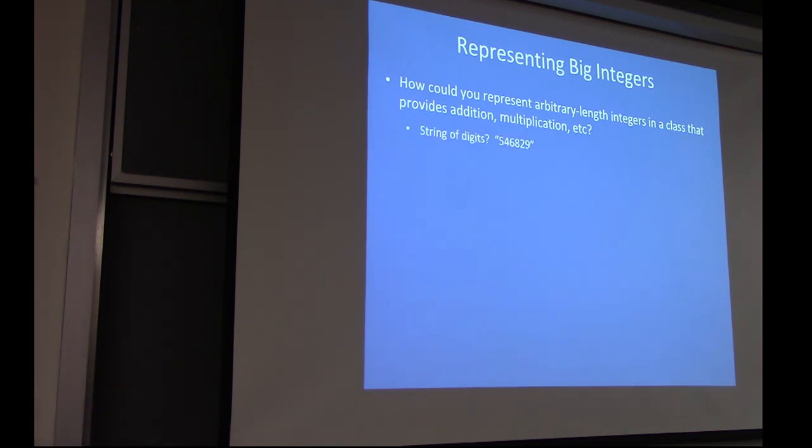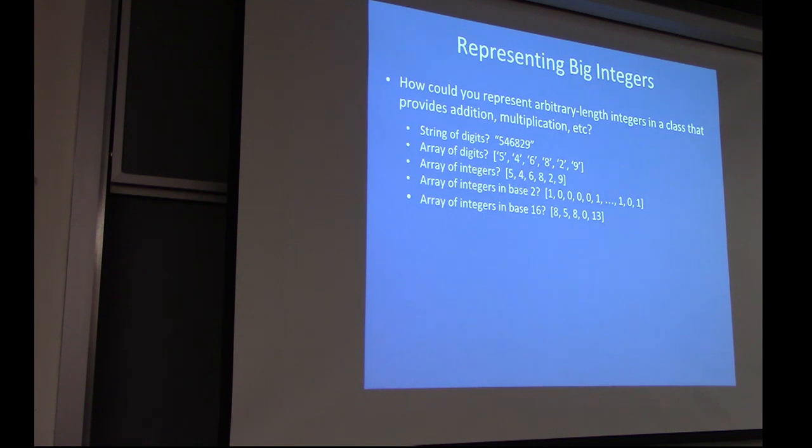So I've listed some out here: a string of digits, an array of digits. In both of these, we're actually representing each digit as a Unicode character. Then an array of integers, an array of integers in base 2, an array of integers in base 16.